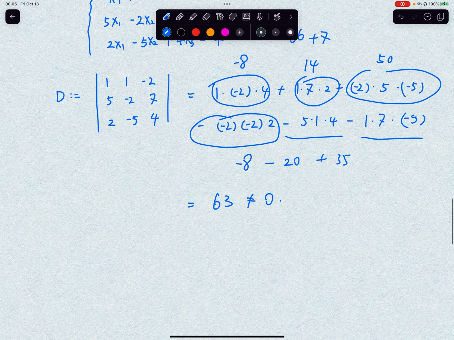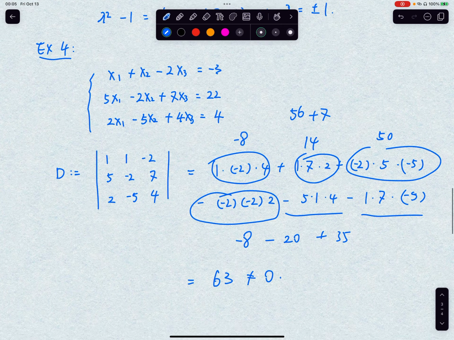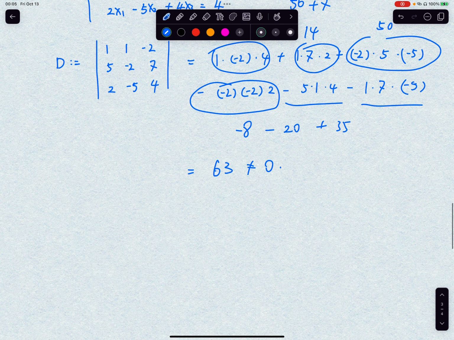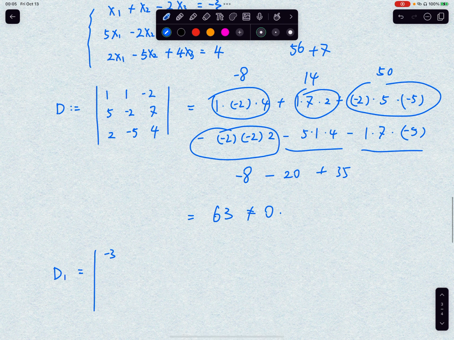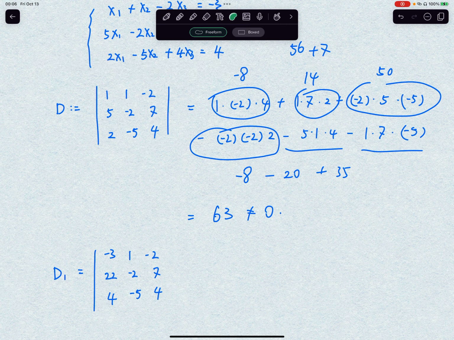Since we have 3 different, or independent, variables, we may denote, for x1, D1 equals, we replace the first column, consisting of the coefficients of x1, by the right-hand side, which is minus 3, 22, and 4, with all the others remaining unchanged.